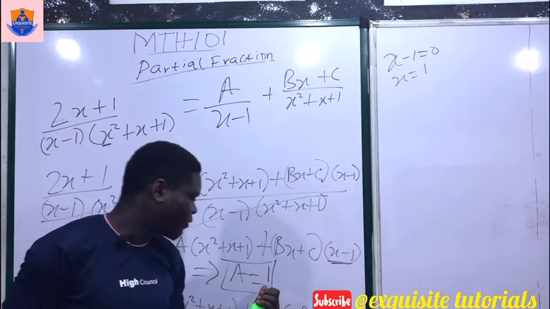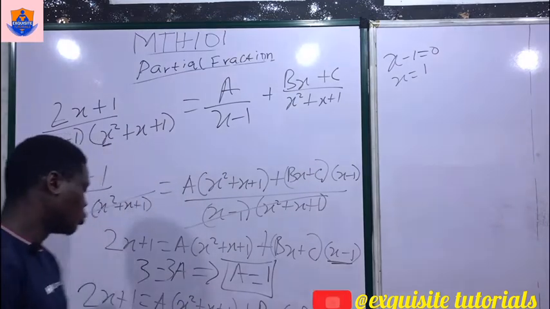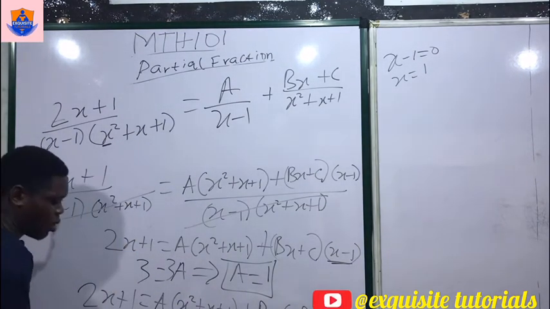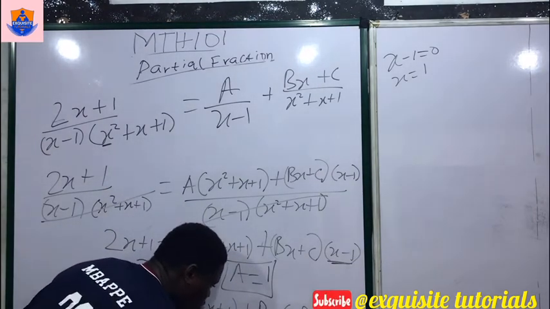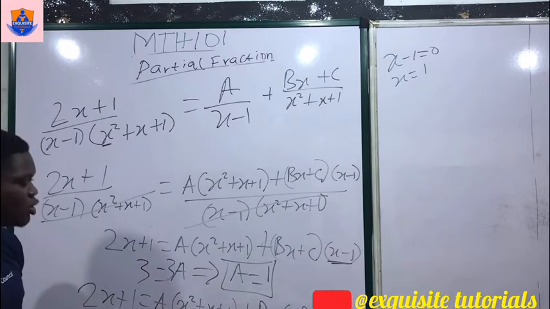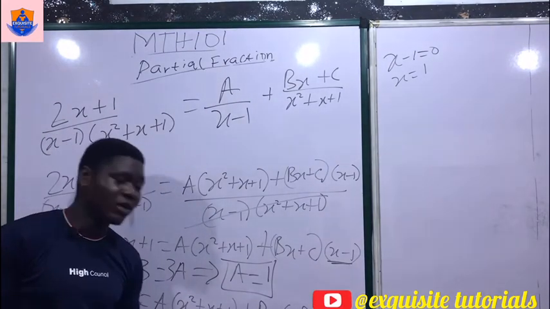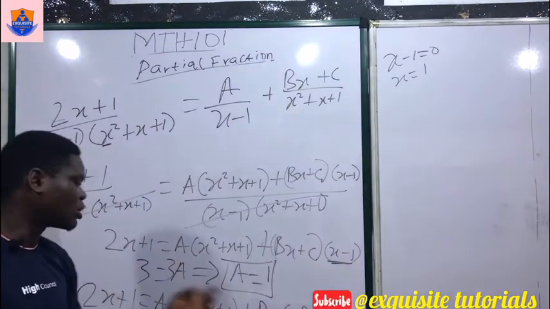But remember that we have gotten our a. Our a is what? 1. So we'll put it here. 1 equals 1 minus c. Now 1 minus 1 is 0, so our c automatically is 0. We have solved to get c. Mind you, c can be 2, you can solve and get c as 3. It does not mean that all your c must be 0. Now we have gotten c.